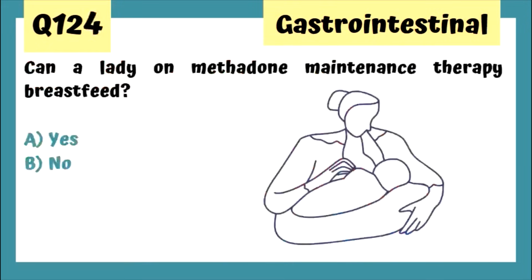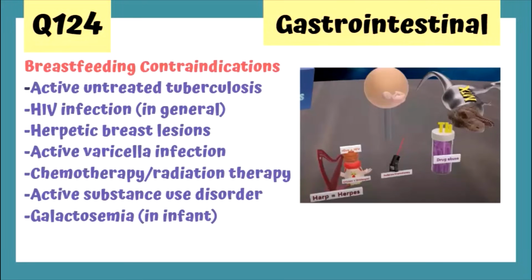Question 124. Can a lady on methadone maintenance therapy breastfeed? The answer is yes. Contraindications include tuberculosis, HIV, herpetic breast lesions, varicella, chemo, radiation therapy, active substance use disorder, and galactosemia in the infant. And you could take a look at this video on my YouTube channel about breastfeeding contraindications.